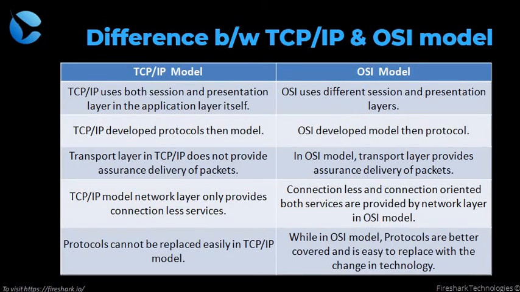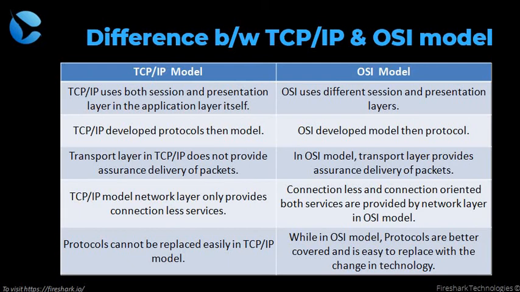TCP/IP uses both session and presentation layer in the application layer itself, while the OSI uses a different session layer and presentation layer. The TCP/IP model developed protocols first, then the model. The OSI model developed the model first, then the protocols. The transport layer in TCP/IP does not provide assurance of delivery of packets, while in the OSI model, the transport layer provides assurance of delivery of packets.